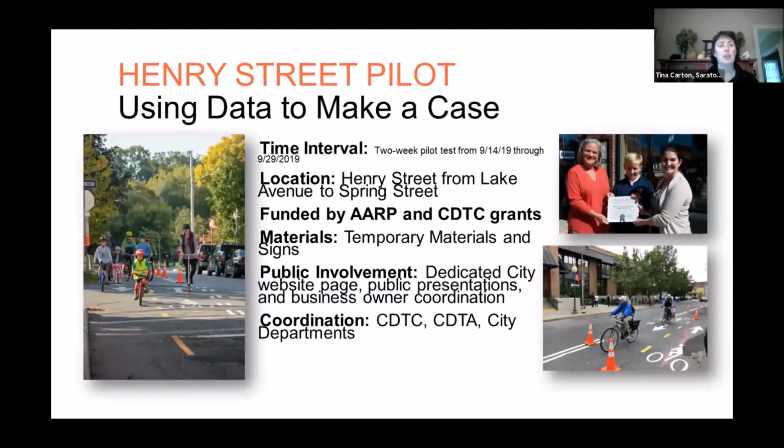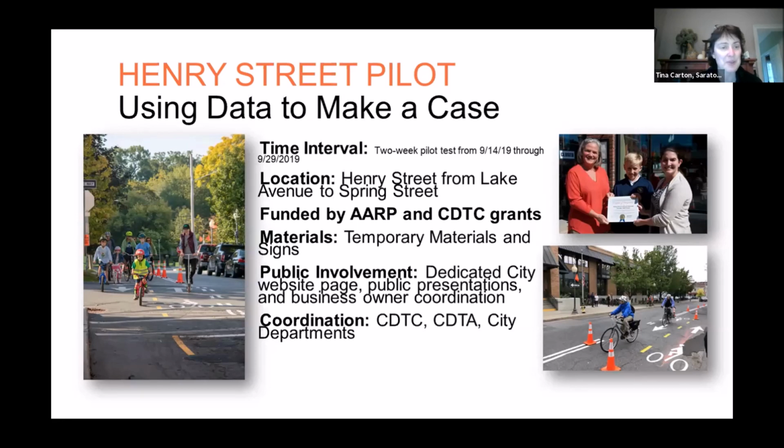So the data we did utilize, we used a CDTC grant and paired it with a grant from the AARP to make the Henry Street pilot. So one of our trail segments is going through the urban core. It's a very tight area. We don't have a lot of space on the street. It has existing sidewalks. Parking is always an issue in the downtown. So the compromise that was made, there were 3 different designs that were created, and the Henry Street pilot turned Henry Street from a 2-way street into a 1-way street. It was a 2-week pilot that ran last year, and it had temporary materials, and we needed to coordinate with CDTC, CDTA, because there was a bus route, and all the city departments.